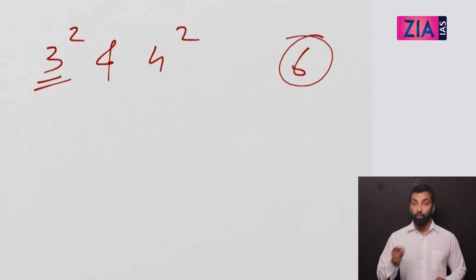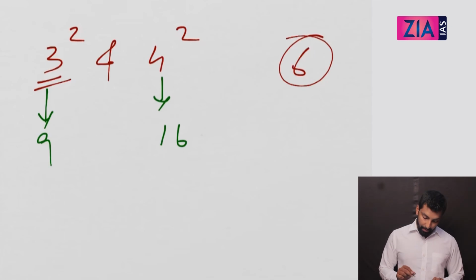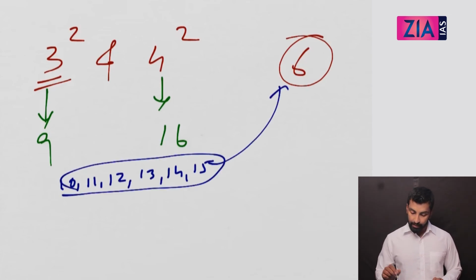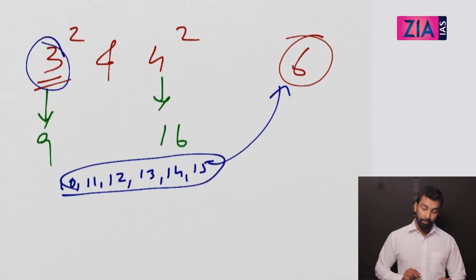So 6. Now, if you want to know why you are getting 6: 3 square is 9, and 4 square is 16. Now see how many numbers are there between them: 10, 11, 12, 13, 14, 15. If you count this, how many is there? 6. And that's the question. So between 3 square and 4 square, 6 numbers are there. How are you getting this? Just take 2 times this 3.